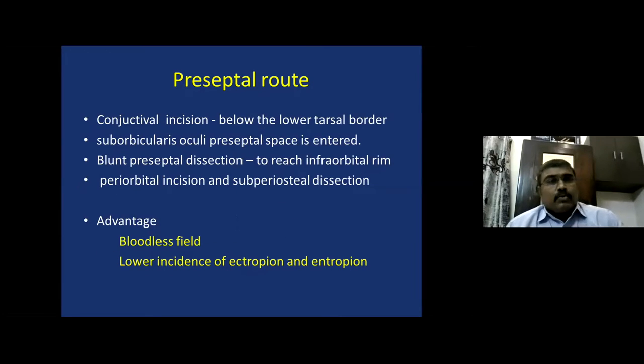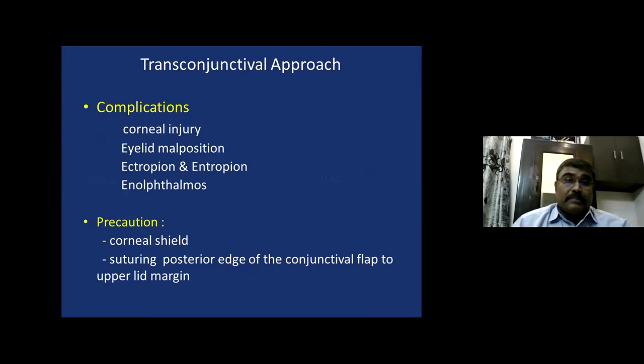The preseptal route, which is the preferred route: the conjunctival incision is done below the lower tarsal border. The suborbicularis oculi preseptal space is entered. Blunt preseptal dissection is done to reach the infraorbital rim. The periorbital incision is done and subperiosteal dissection is done to reach the floor. The advantage of this approach is the bloodless feel and a lower incidence of ectropion and entropion.